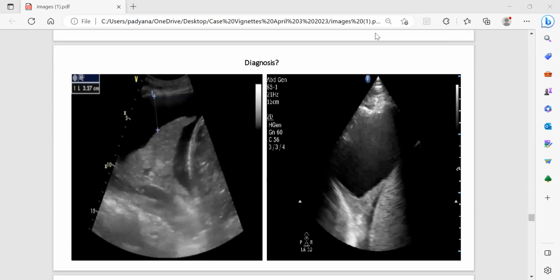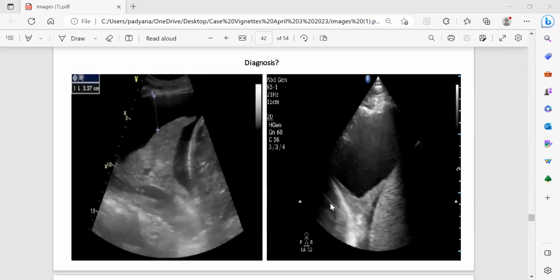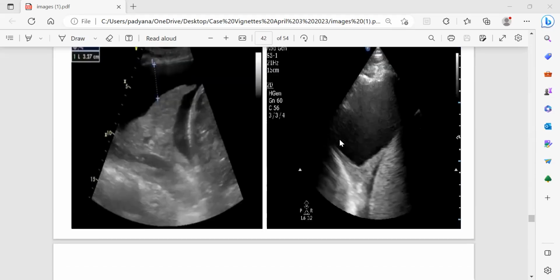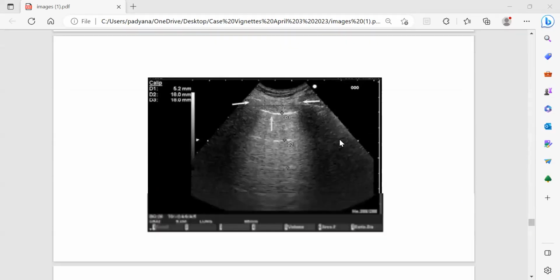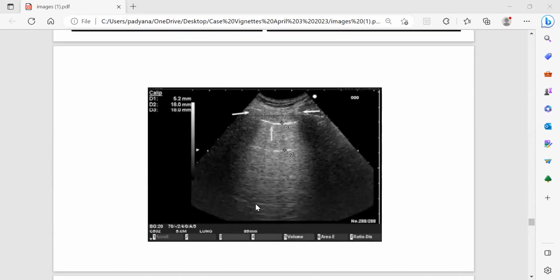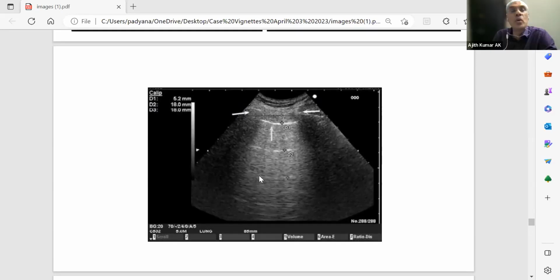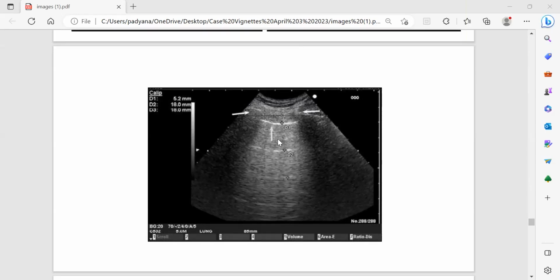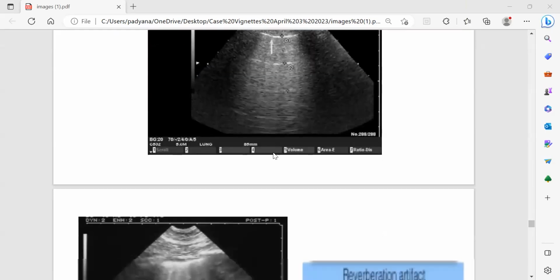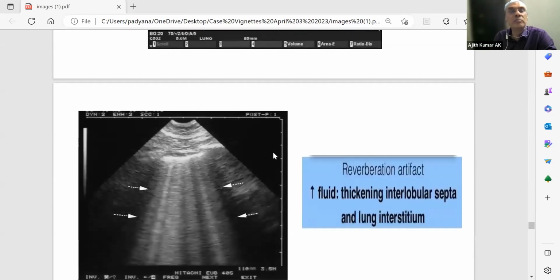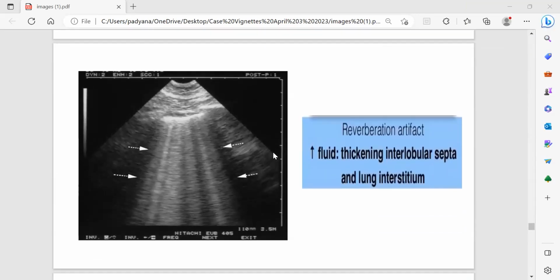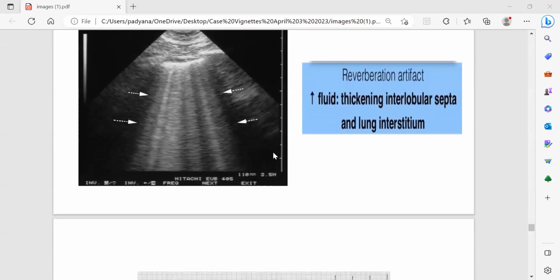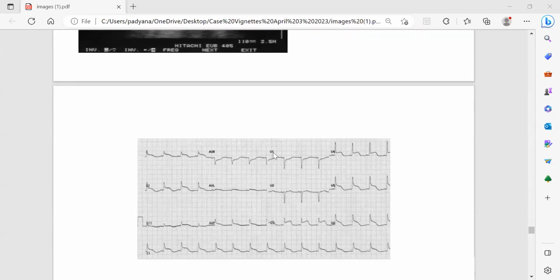This is the pleural effusion. Pleural effusion. Collapse. Pleural effusion. B lines. No, they are horizontal lines. Reverberation artifacts. These are B lines. B lines, diffuse. Yeah, done, I think. That's okay.